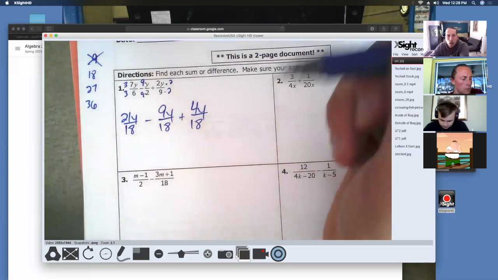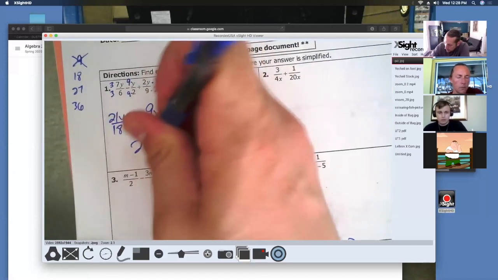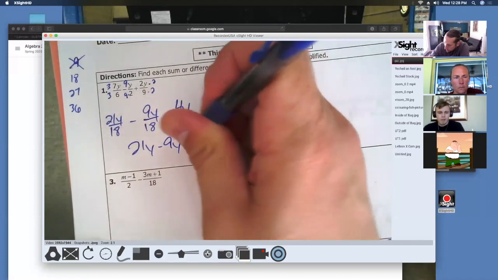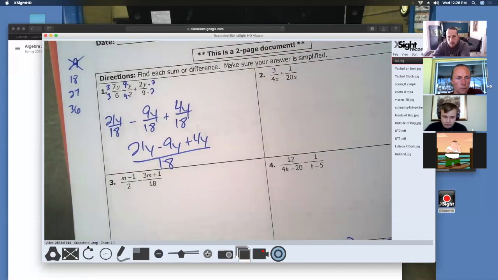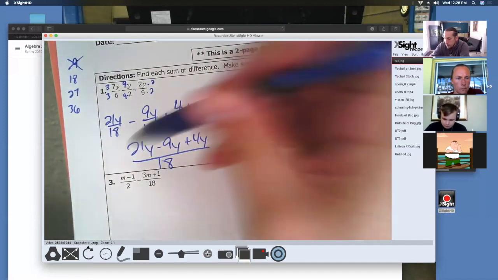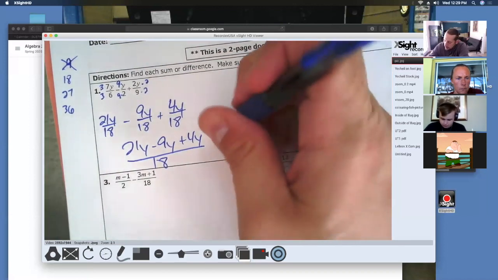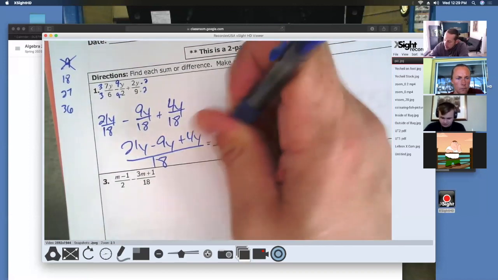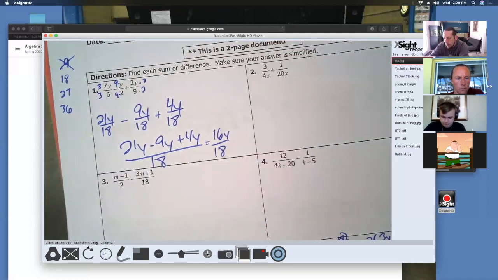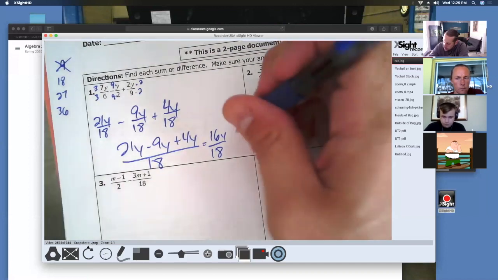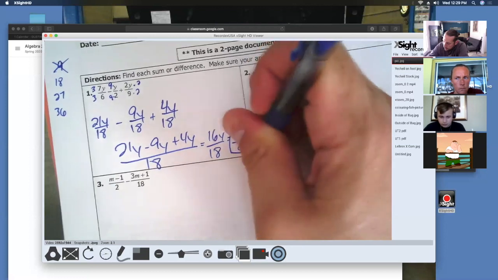But now we can go through and do all the math. So now if you write this out as one big problem, these are all like terms up top, so we can combine them. 21 minus 9 gives me 12. 12 plus 4 gives me 16. So I have 16y over 18. Now, last step, though, that's not simplified. We can divide both of these by 2. So when we divide by 2, we get 8y over 9.